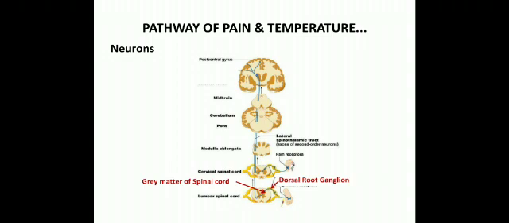This tract is crossed. It ascends in the lateral white column of the spinal cord to enter the brainstem. So, in the brainstem this tract is referred to as the spinal lemniscus to end in the thalamus. The third neuron lies in the posterolateral ventral nucleus of thalamus. The fibers arising from this nucleus pass through the internal capsule and the corona radiata to reach the somatosensory area, that is area number 3, 1, 2 of the cerebral cortex.